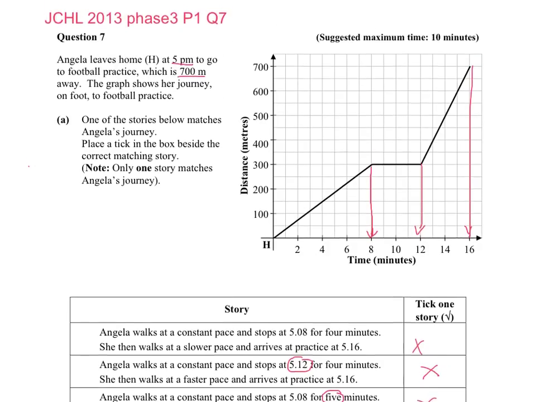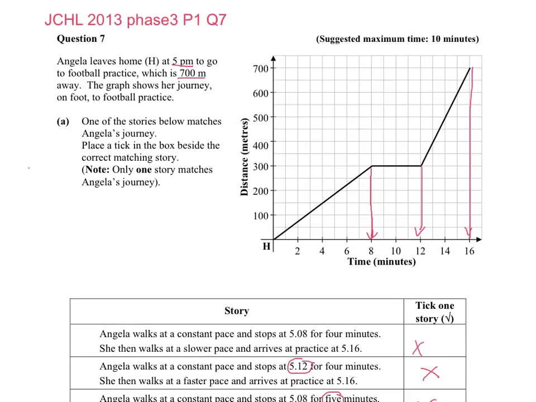Moving on to the last part, we need to view the graph again. So the last part, part B, states Mary also lives 700 metres from football practice, but cycles to practice. She leaves home 5 minutes after Angela. So that's this point here. And she cycles at a constant pace and arrives at practice 2 minutes before Angela. So after 14 minutes in total. And the journey can be represented by a straight line from one point to the other.